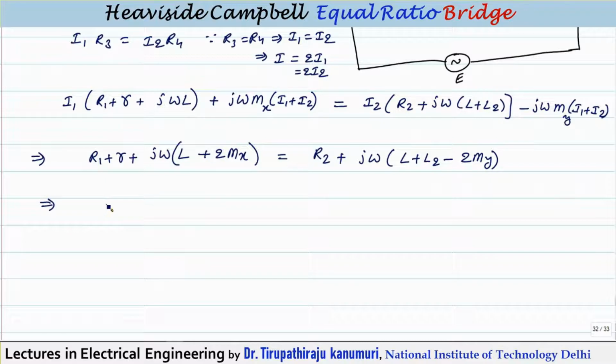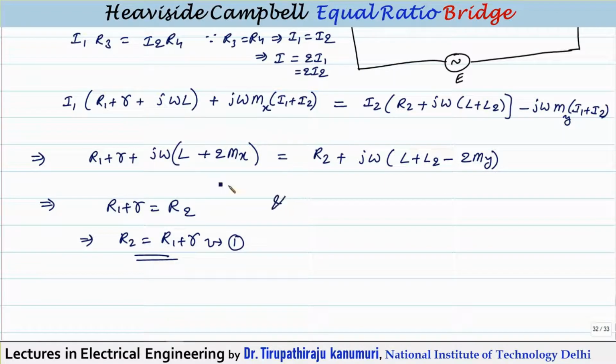Comparing the real terms on both the sides, we can tell that R1 plus R is equal to R2. So from this we can tell that R2 is equal to R1 plus R. Let us take it as equation number 1. So we got the R2.